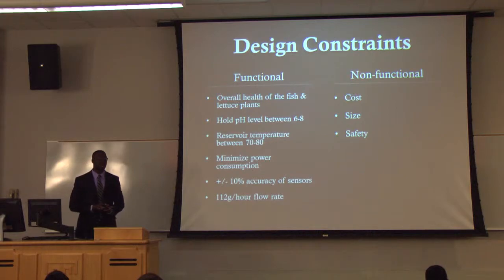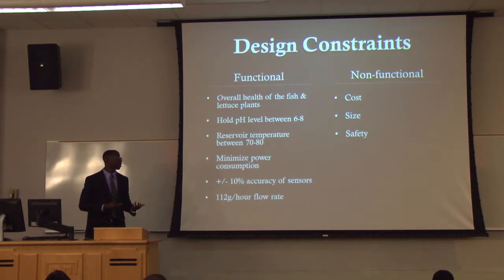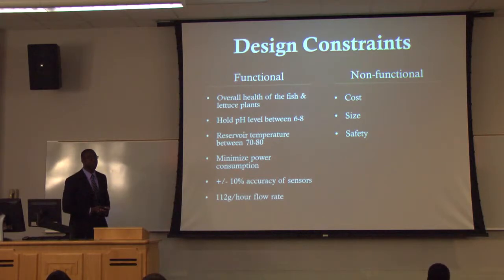Also, we'd like to minimize the power consumption. With a project like this, of course, we don't want the power used by the system outweighing the produce that we'll get in the end. So we would like to keep power costs low, as well as have a water pump working at a flow rate of 112 gallons per hour.